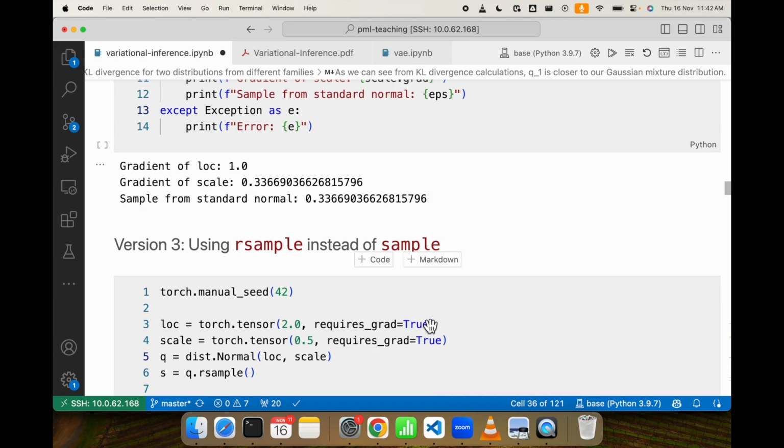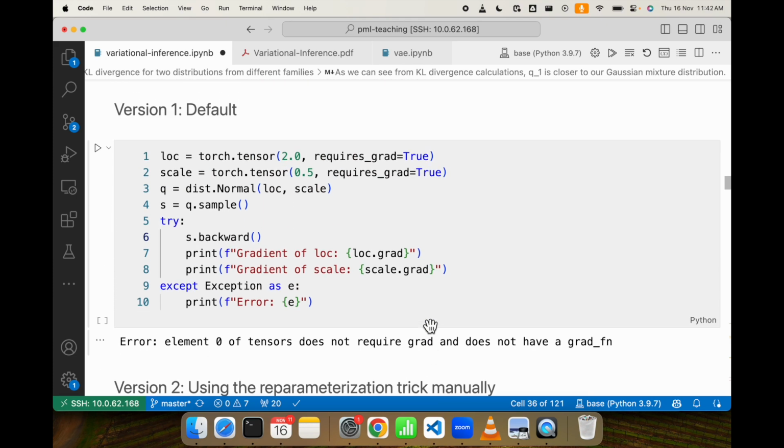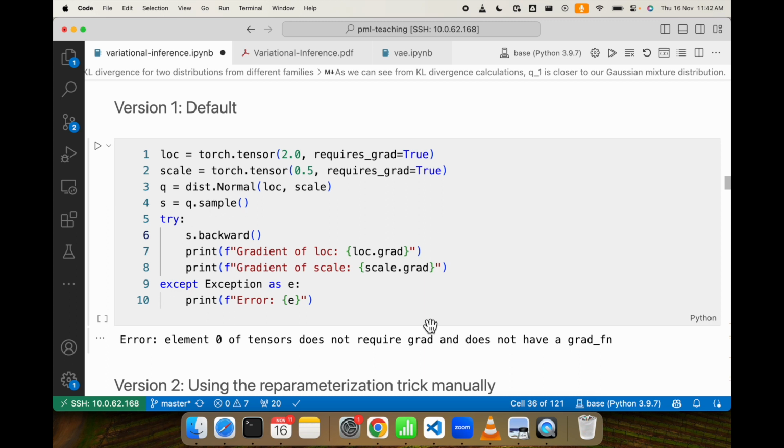Because the computation graph is broken. Just hold on for a second, and through this new code that I've written, you should be able to understand. Right? So let's look at this code. I have a location which is a tensor. Scale is a tensor. Q is a normal distribution about the location and scale. I get a sample, right? S equal to Q.sample. So I get a sample.